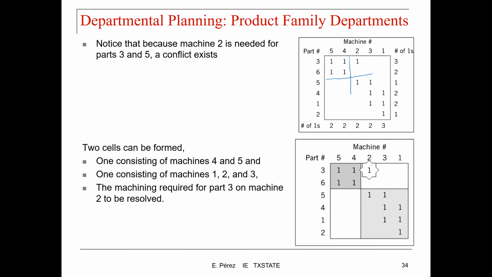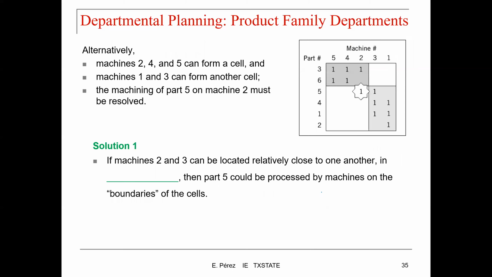So how do we work with this machine that is needed for both cells? This machine is needed for part 3 and also is needed for part 5. So what do we do? If we try to split it in a different way, we still have the same problem. What if we include 2 as part of the first cell, which is what's happening here? We still have a conflict. This machine is needed in both cells. So the machine of part 5 or machine 2 must be resolved.